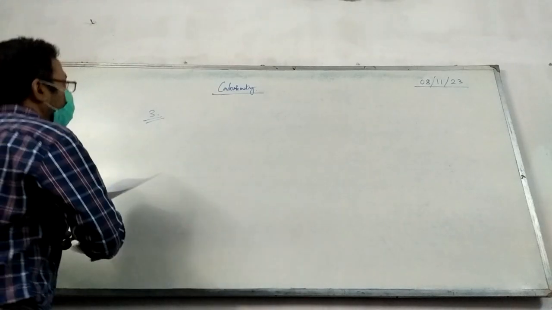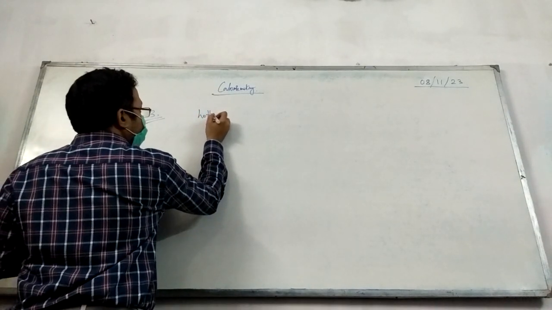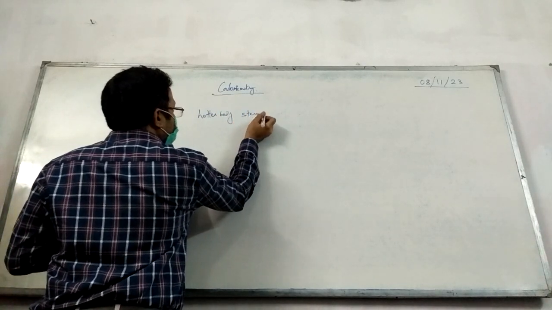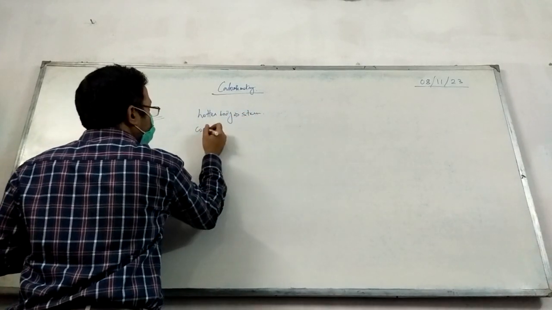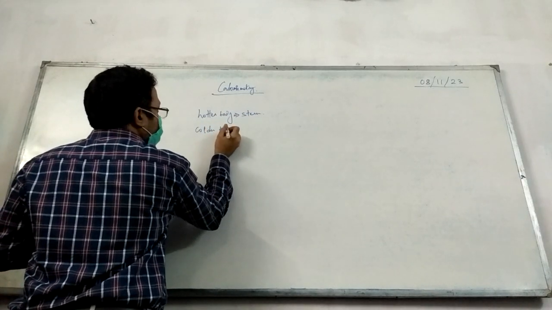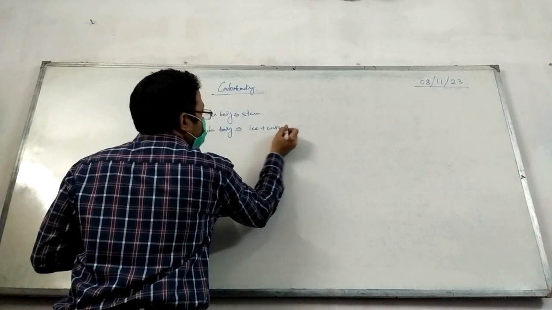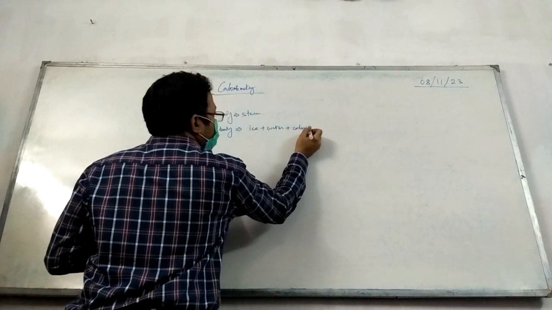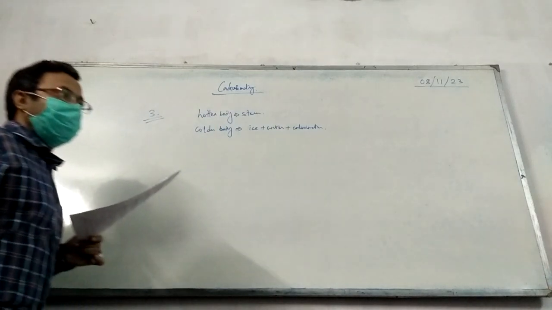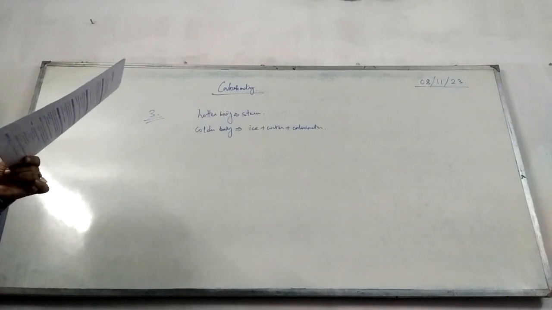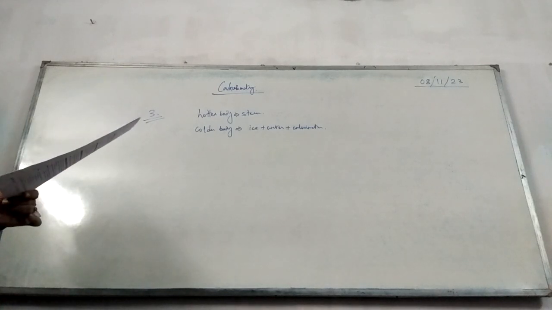So, who is the hotter body over here? Steam. And the colder body is ice plus water plus calorimeter. Right? In the calorimeter there was ice and water. Now they are saying that the temperature of the calorimeter and its content rises to 5 degrees Celsius.